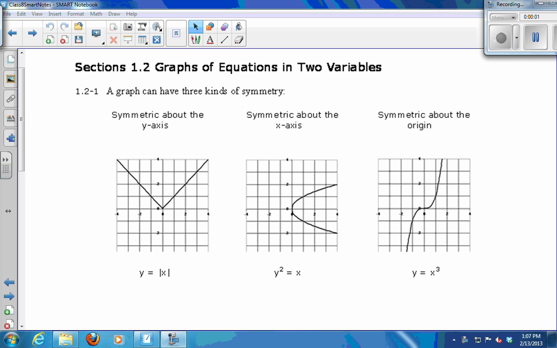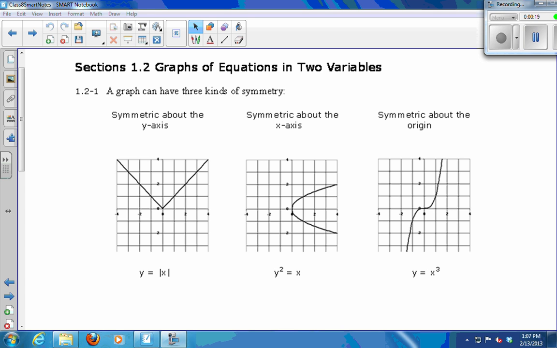Let's talk about symmetry. Some graphs can display certain kinds of symmetry. We have symmetry about the y-axis, which is when the y-axis acts like a mirror, or if you were to fold the paper on the y-axis, the two halves would lie on top of each other.